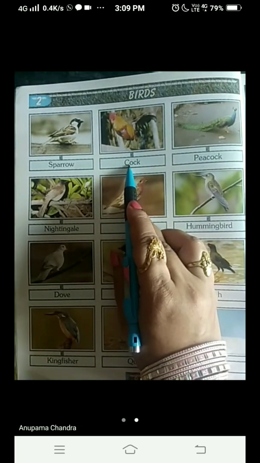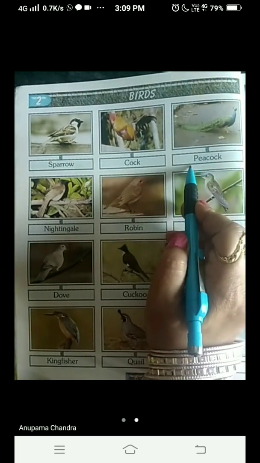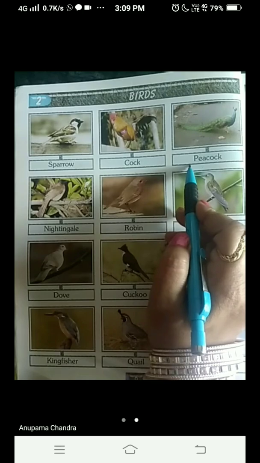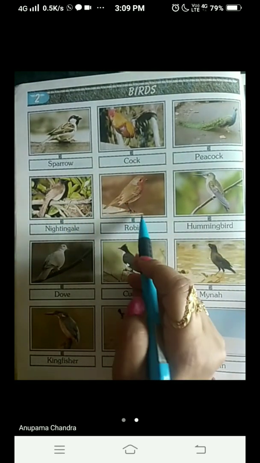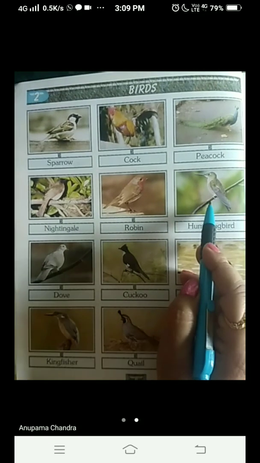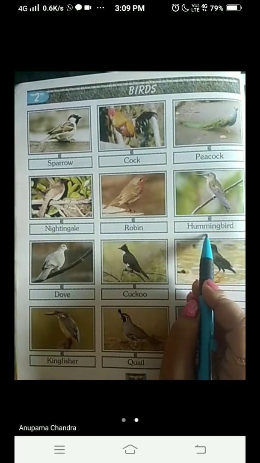I repeat, sparrow, cock, peacock, which is also a national bird. Nightingale, robin, hummingbird.